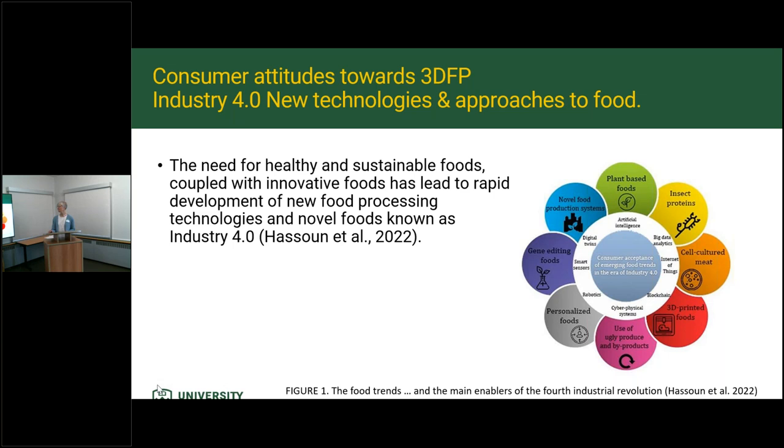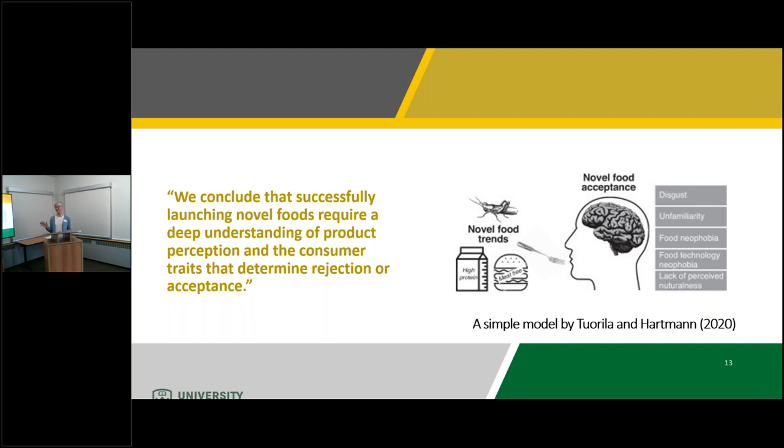A couple of researchers who do a lot of things with consumer science, Tuorila and Hartmann, said that for these new or novel food products, we require a deep understanding of the consumer and the traits of the product that determine its acceptance or rejection. Their examples there were insects, the container is a high protein product, and then a meatless burger. And there are many different things going on in the mind of the consumer there.